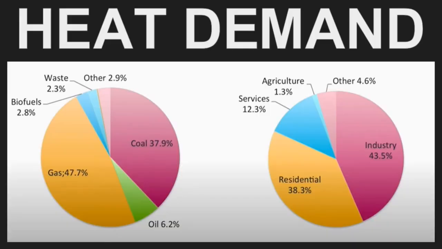So let's begin with talking about heat demand. There are two pie charts given below. The first pie chart talks about the supply of heat from various sources. As you can see, gas supplies 47.7% of the heat demand which we have now. We also have coal, which supplies 37.9%. Oil also supplies us 6.2% of our demands.